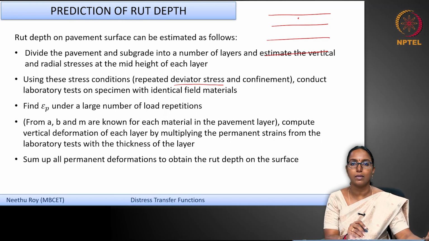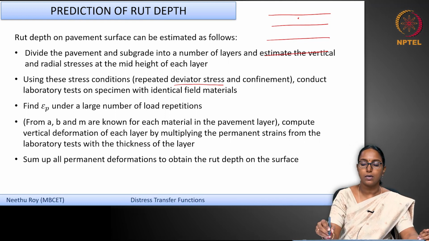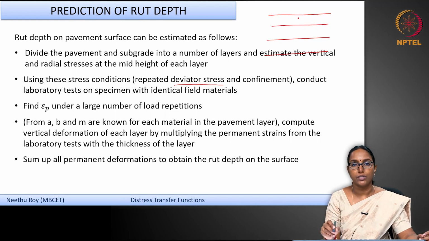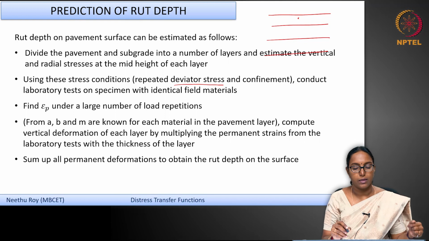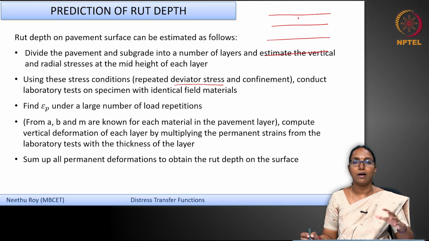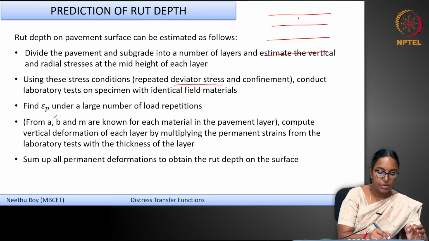Okay, so identical material can be used to cast specimens and test them with the stress states that are going to happen in the material, and the epsilon p, that is the permanent strain in the material due to a large number of load applications, can be determined. Now, it may not be possible to test everything that happens in the field. The structure may be subjected to a large number of deviatoric stresses as well as radial stresses, so it may not be possible to find the epsilon p corresponding to all these stress levels. So, what you do is that you test at a number of stress levels, and then you can estimate the coefficients A, B and M.